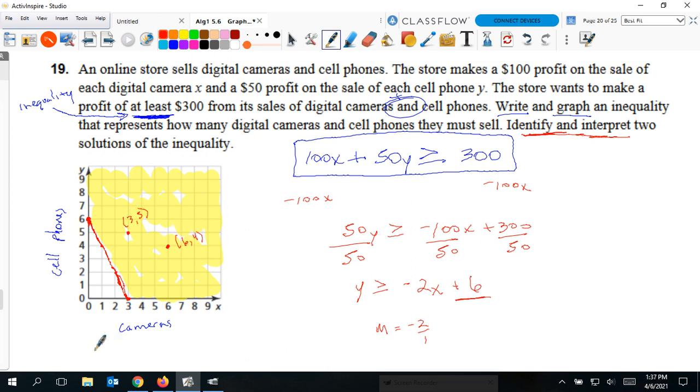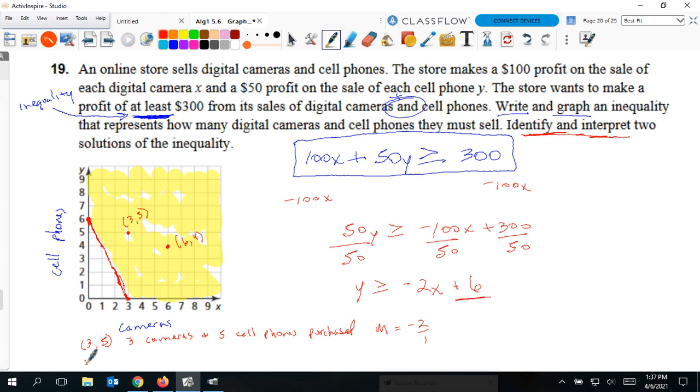For 3, 5, what that means would be that they have 3 cameras sold and 5 cell phones purchased. So if somebody or several people purchase 3 cameras and 5 cell phones, they will definitely make a profit of at least 300.